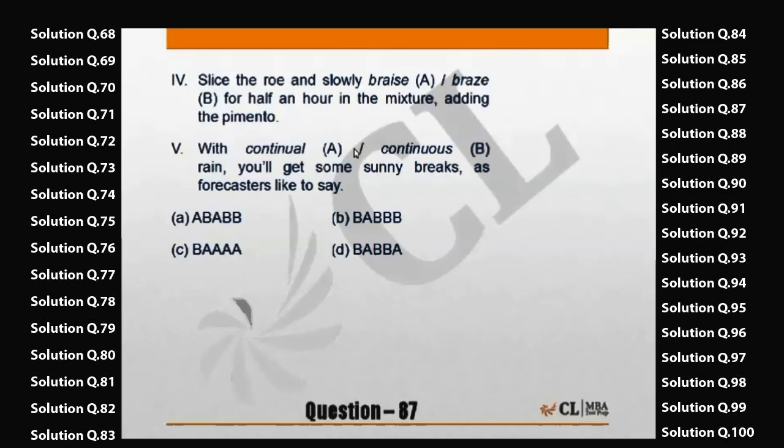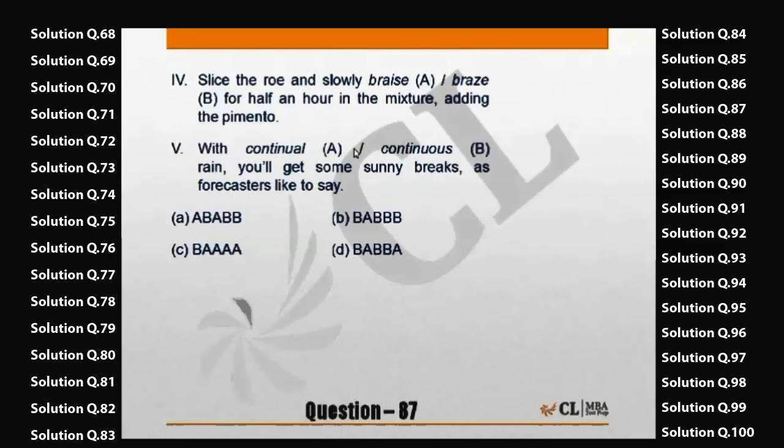BRAZE is to solder or join two things together using something which is a metal. You join two metals together by brazing, BRAZE. BRAISE is a word used in the context of cooking, since it means that you cook something slowly in a liquid, and that is why the word here has to be BRAISE, braise.